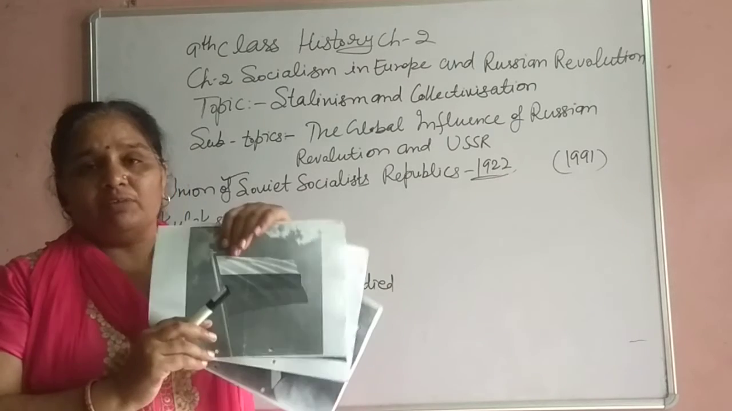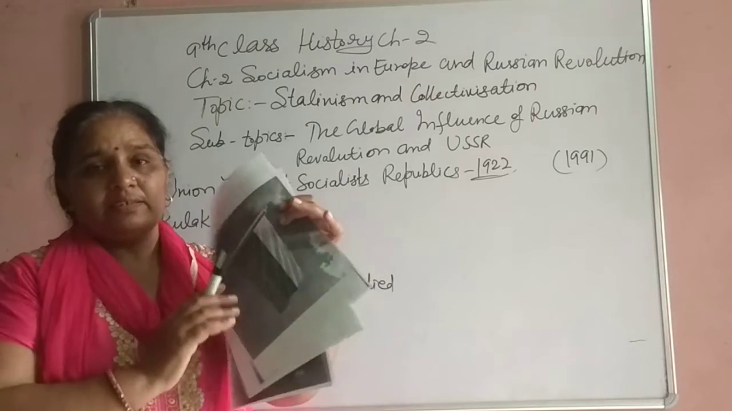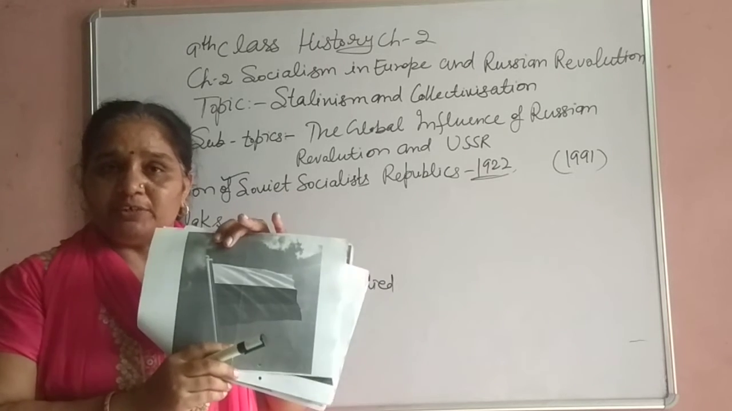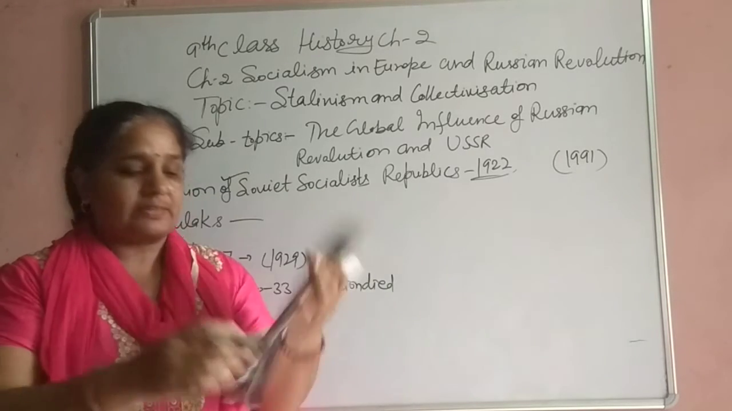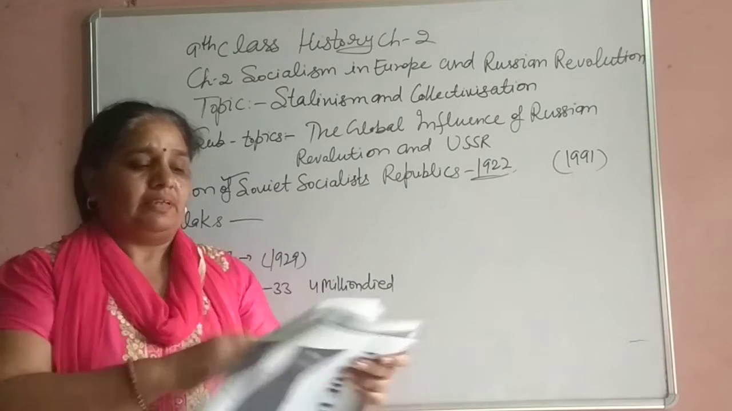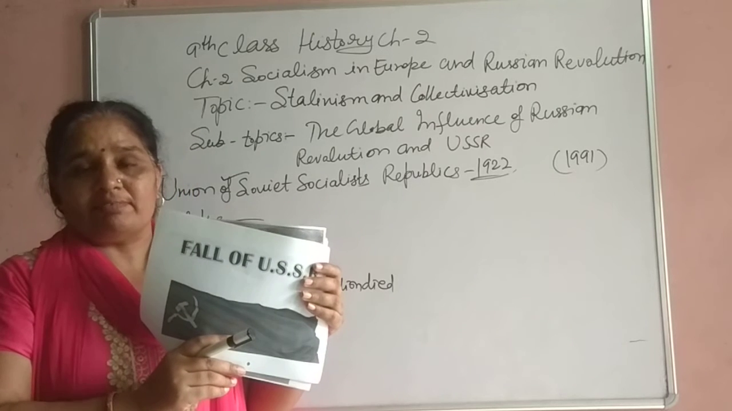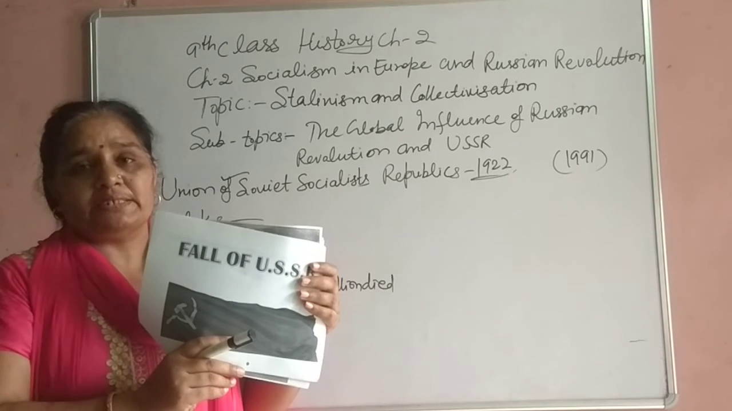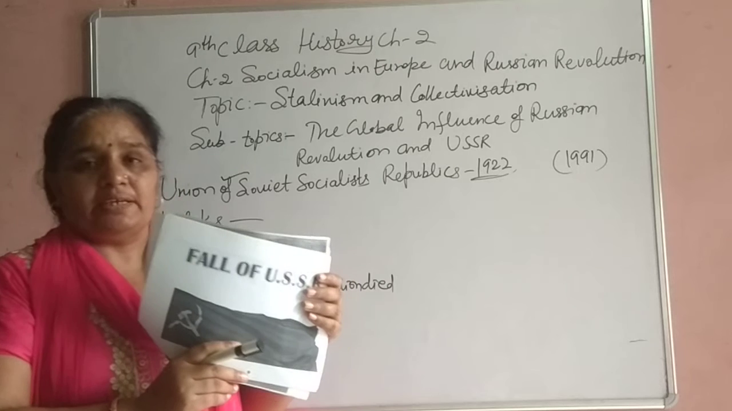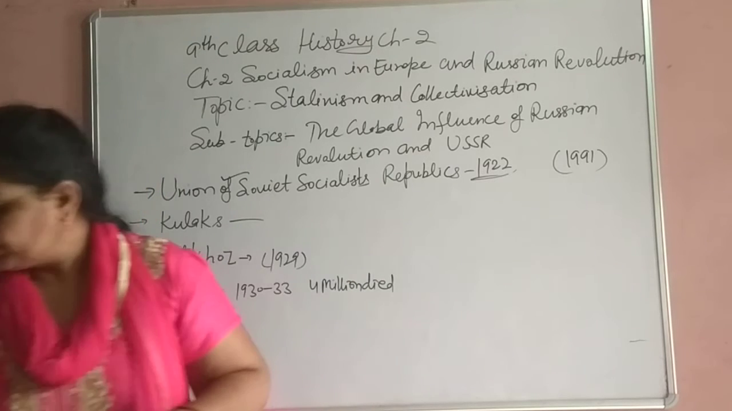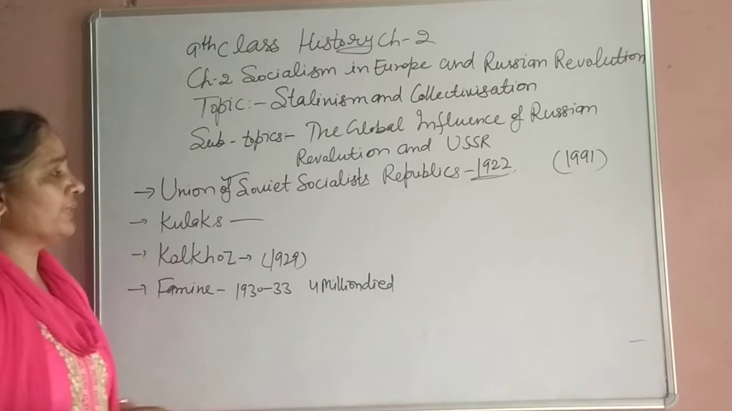That was the flag of the USSR. The USSR was established in 1922 and it declined in 1991, when Russia was divided into so many small countries and the USSR ended. Now come back to today's topic.